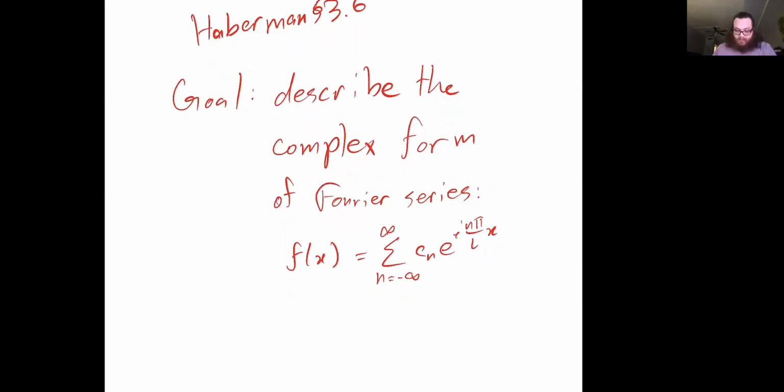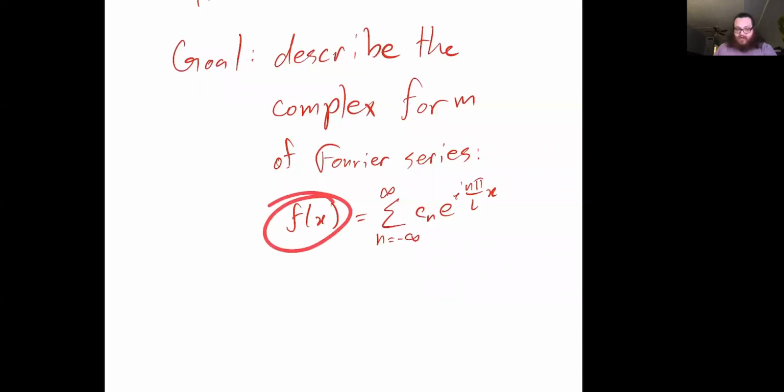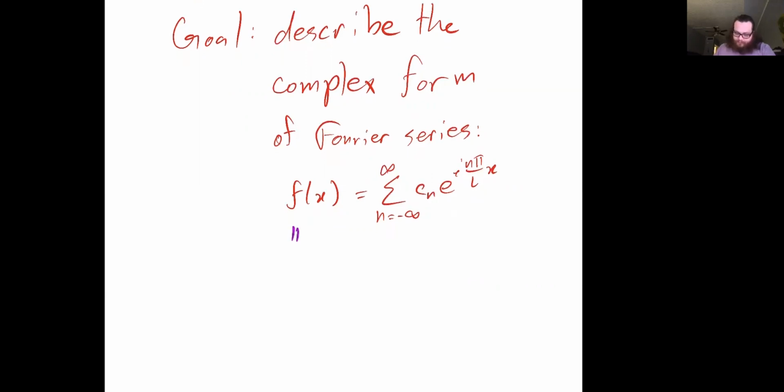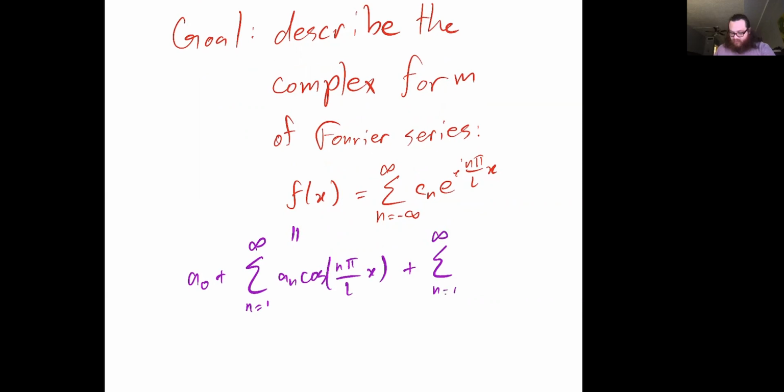Okay. So in particular, if we have a function f of x, the series that we've already worked with and started understanding take the form a0 plus the sum from n equals 1 up to infinity of a sub n cosine of n pi over L x, plus the sum from n equals 1 up to infinity of b sub n sine of n pi over L x. Okay. So one thing to notice is we have a linear combination of cosine and sine.